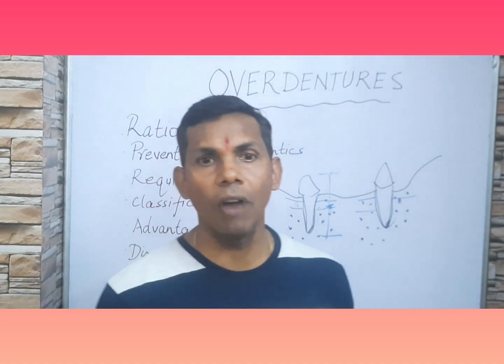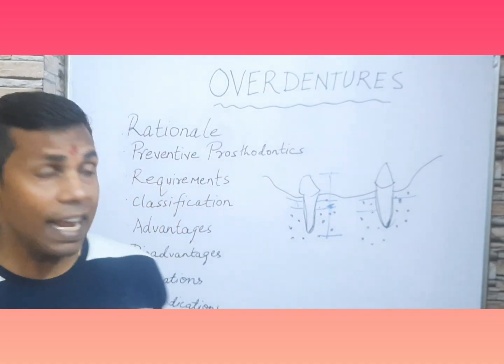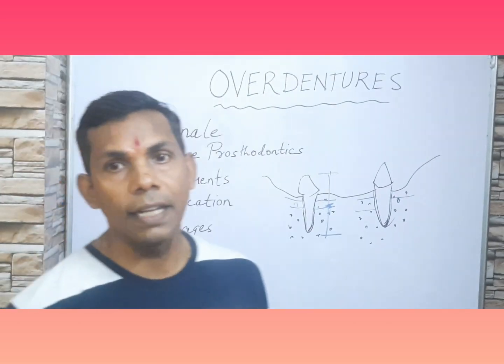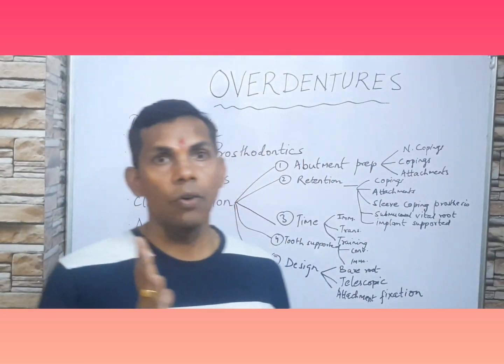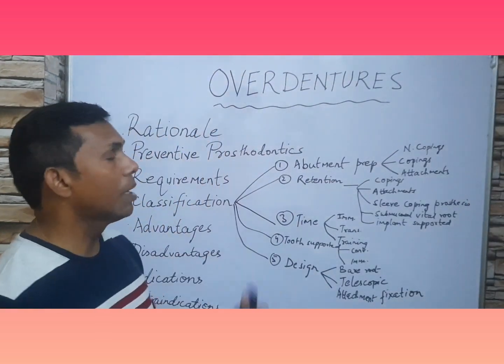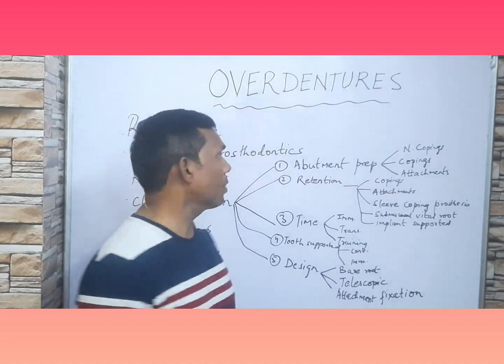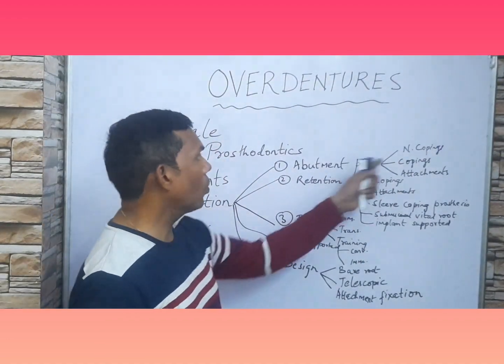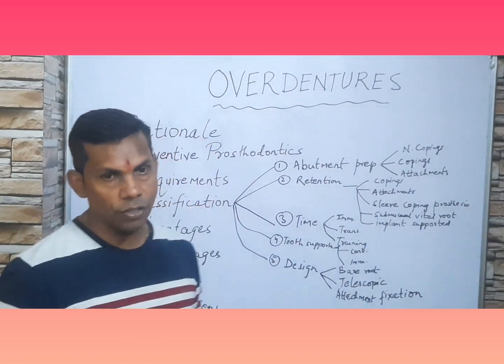So these are all the requirements of overdentures. Next is classification. What do you mean by the classification of overdentures? They can be classified on the basis of the abutment preparation. With abutment preparation, they can be non-coping, where you are taking a bare root, they can be copings, or you can use attachments.